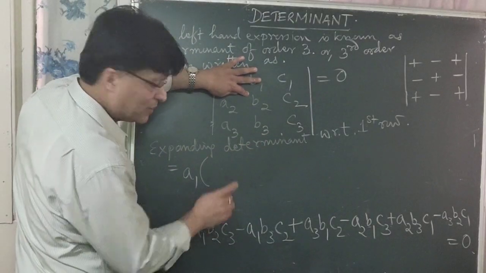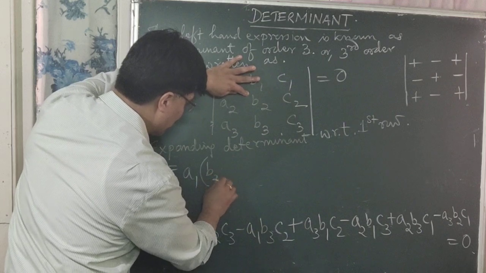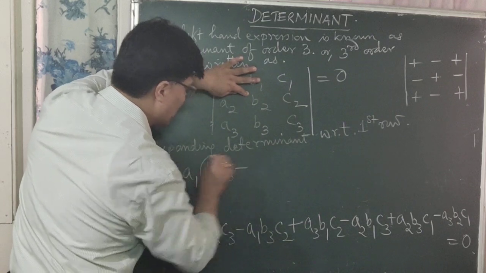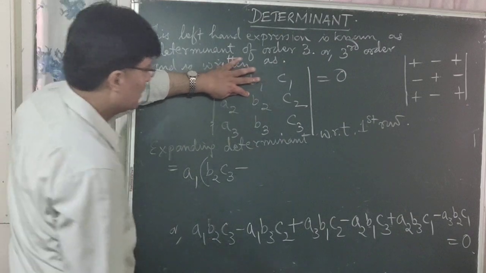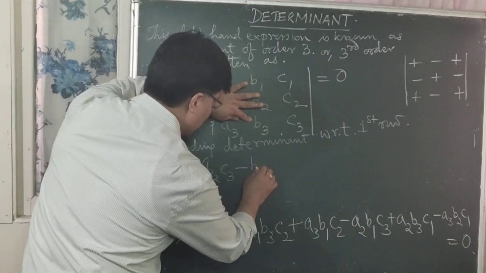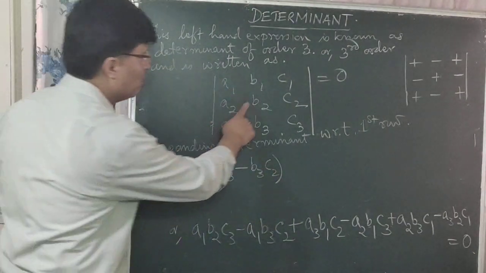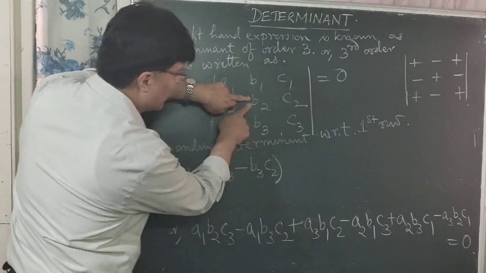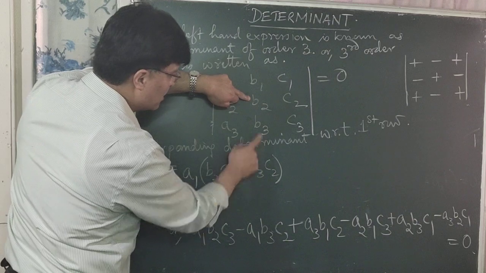You know how to expand it, isn't it? You multiply B2 by C3. Let us write here B2 C3. Then in the middle, which sign always comes? Minus. Okay? Then you have to cross multiply B3 by C2. Write B3 C2. Did everyone understand this? It is B2 C2 B3 C3. First, not A with this. B2 C3 minus what?